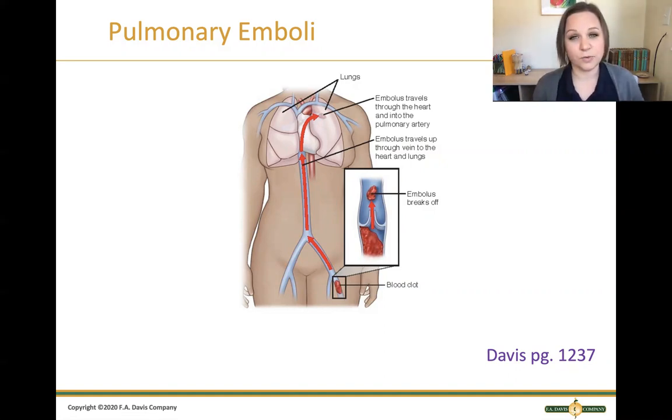Now, if left untreated, this can actually lead to death, and we want to make sure that we intervene quickly. Pulmonary embolisms are going to be first identified with just an assessment, recognizing this poor gas exchange and these signs and symptoms. And they can be confirmed through a blood test called a D-dimer, and then definitively confirmed through a CAT scan of the lungs.